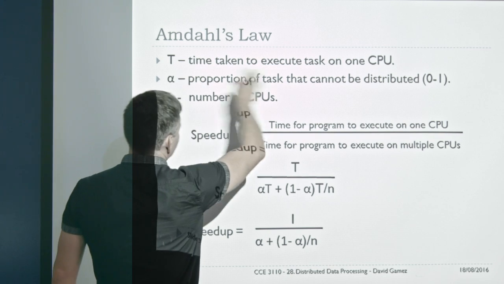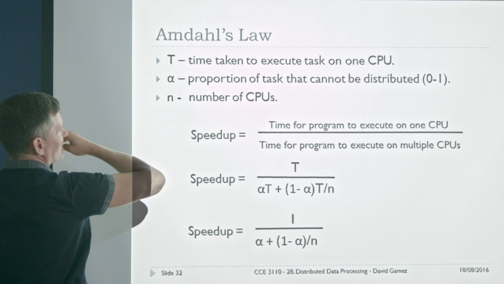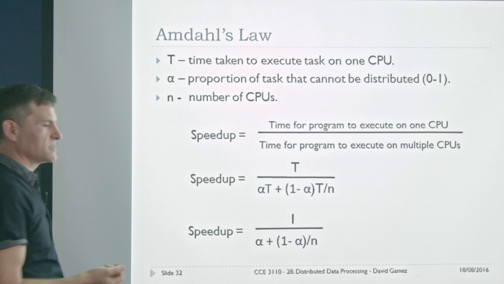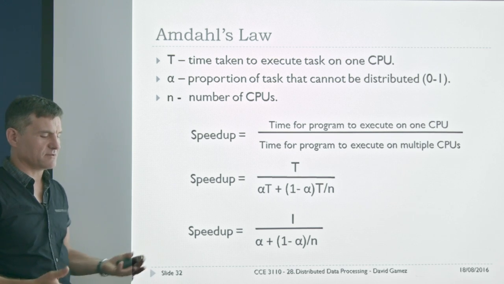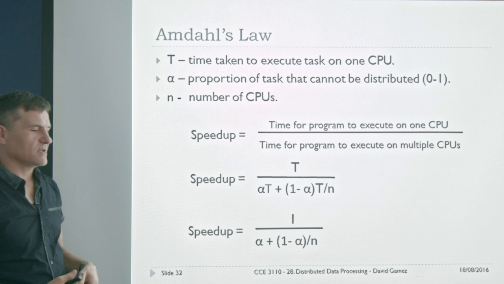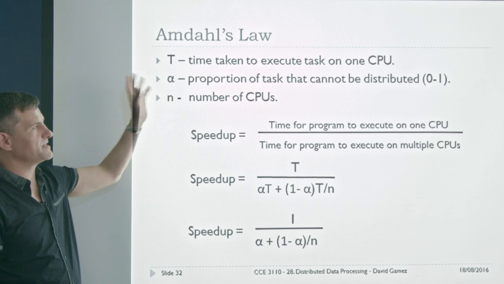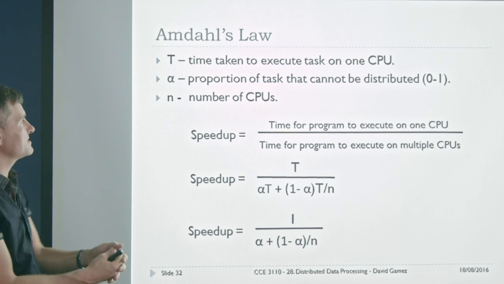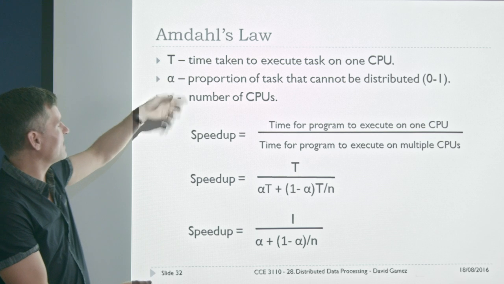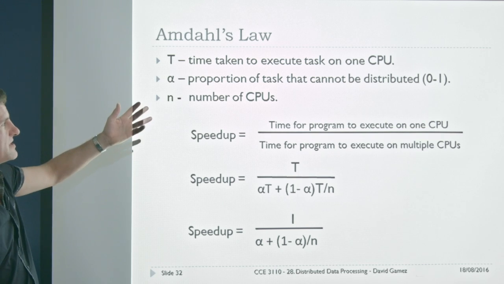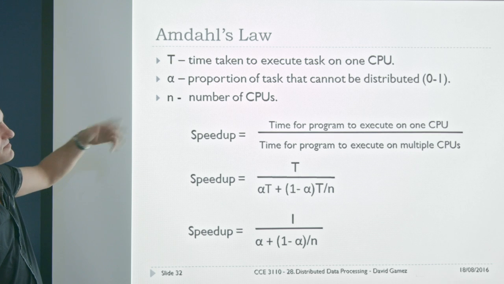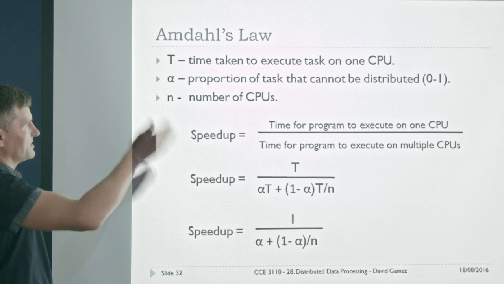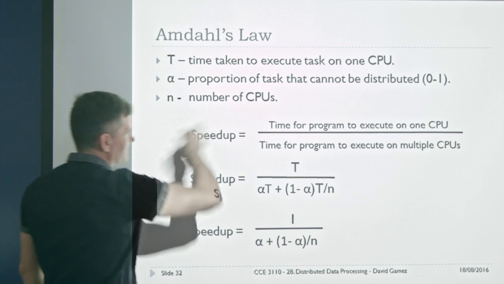So here we have three things. We've got the time taken to execute the task on one CPU, t. As I said, that's quite easy to measure or estimate. Then we've got alpha, the proportion of the task that cannot be distributed. Some problems are very easy to split up in parallel, and you can do that very efficiently, but alpha's still not going to be zero, because you've still got a little bit of overhead in terms of dividing up the problem and integrating the results. So if alpha's like 1, you're basically stuffed, because none of the task can be distributed. But if alpha's quite small, then it might be worth using multiple CPUs. And n is the number of CPUs we've got available.